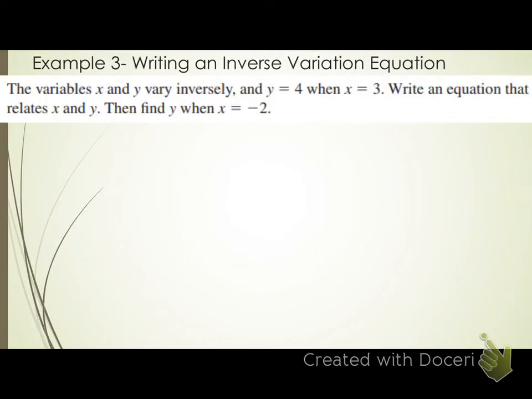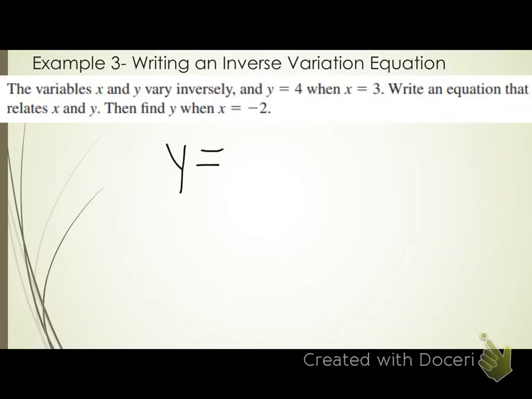Okay, writing an inverse variation equation. The variables x and y vary inversely, and y equals 4 when x equals 3. Write an equation that relates x and y, then find y when x equals negative 2. Don't overthink this. How does it say x and y vary? Inverse, because it says they vary inversely. So what was that formula for inverse variation?